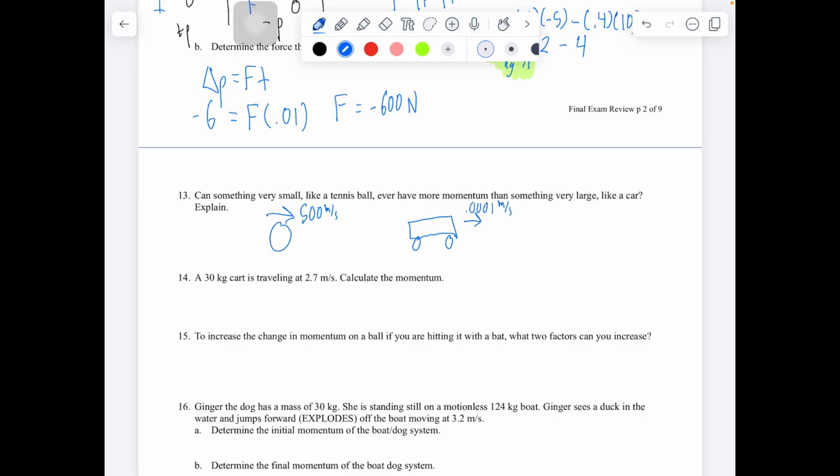Or, to be even more dramatic, what if the car wasn't moving? What if you're looking at a building? What if you're looking at Prospect High School? Prospect High School has a ton of mass, but it doesn't move. It's stationary. It has no momentum. A tennis ball, even just a lightly tossed tennis ball, is going to have more momentum than Prospect High School. An ant crawling on the sidewalk has more momentum than Prospect High School, because if something doesn't move, it has no momentum.